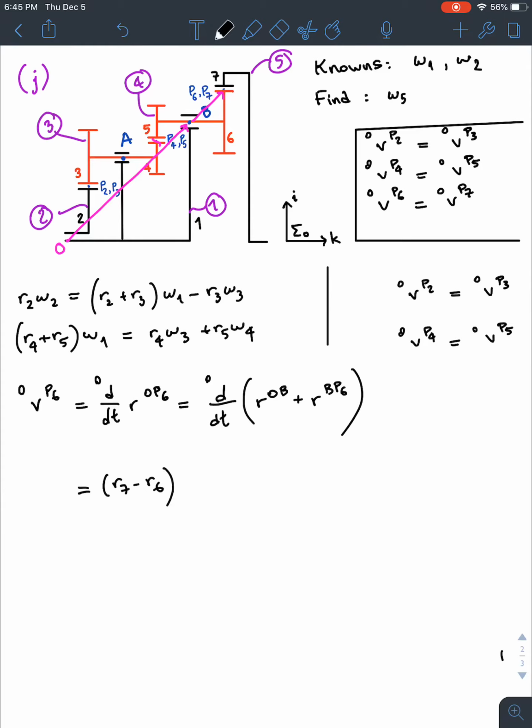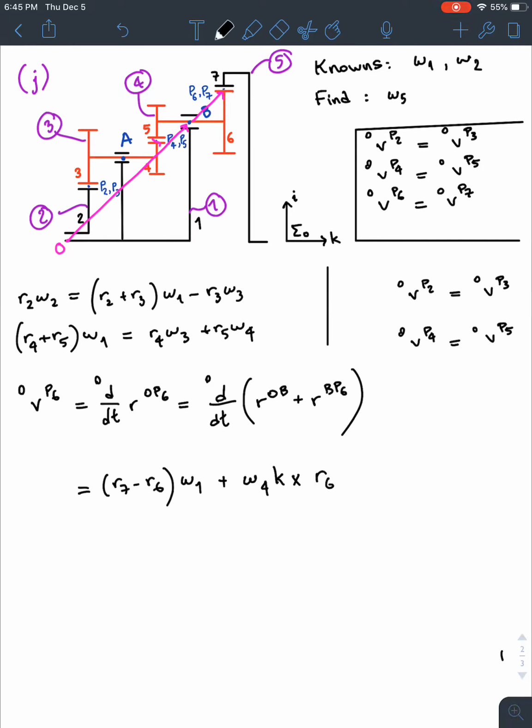R7 minus R6 times omega 1, plus... where is this vector fixed to? That vector is fixed to rigid body number 4, right? So I'm going to take that derivative in the 4th frame, use the differentiation in two frames formula, and I'm going to get omega 4 k cross the vector that goes this way, which has magnitude R6, right?